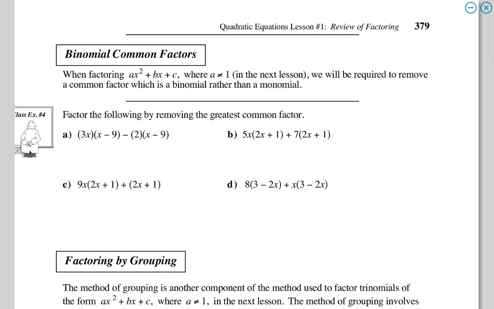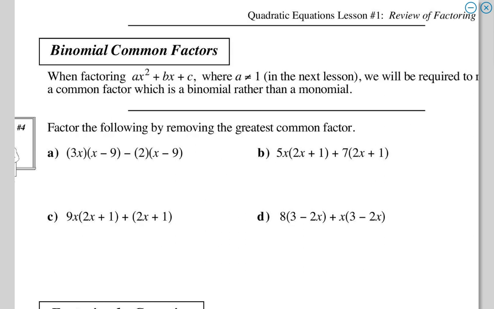Okay. Binomial common factors. This is quiz question 3. This quiz question 3 is just sort of a stopgap between when the a value is not 1. That one's harder to do. So they show you this just as a little warm up. Like you're doing a little stretch before you jog or go for a sprint.